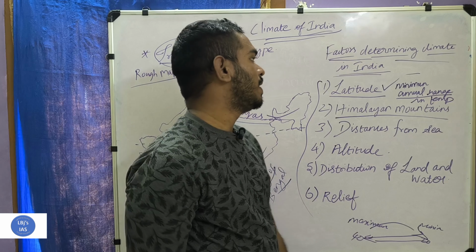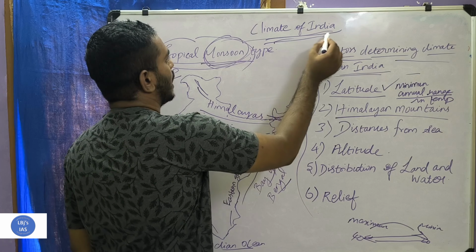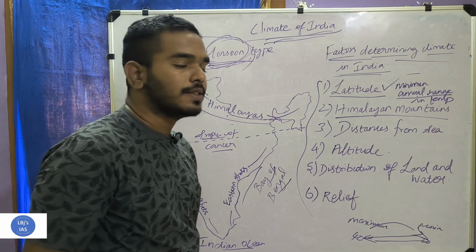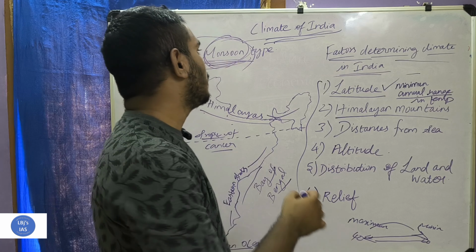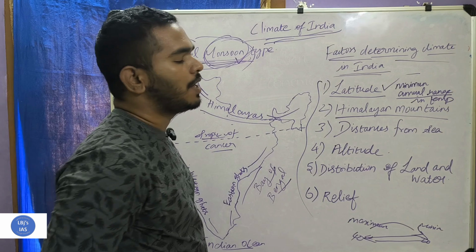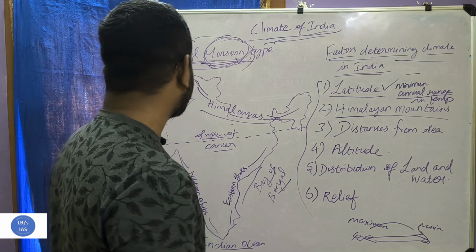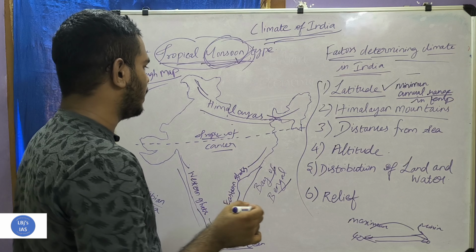Hello ladies and gentlemen, in this video we are going to see about the climate of India. India experiences a tropical monsoon type of climate. India receives its maximum rain during the monsoon period. So this is a rough map of India.